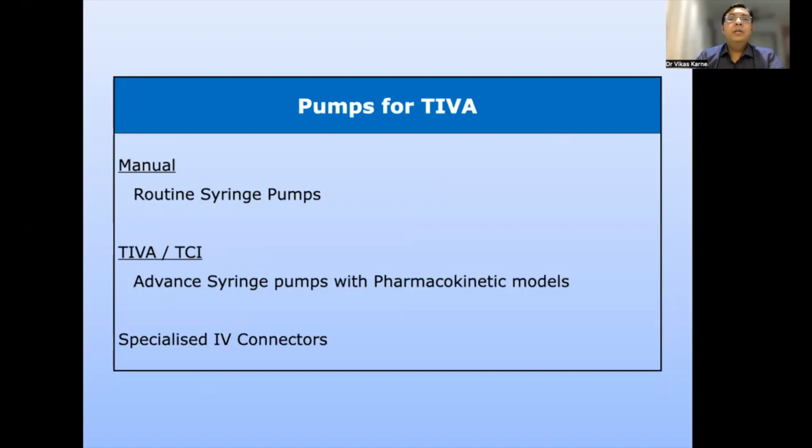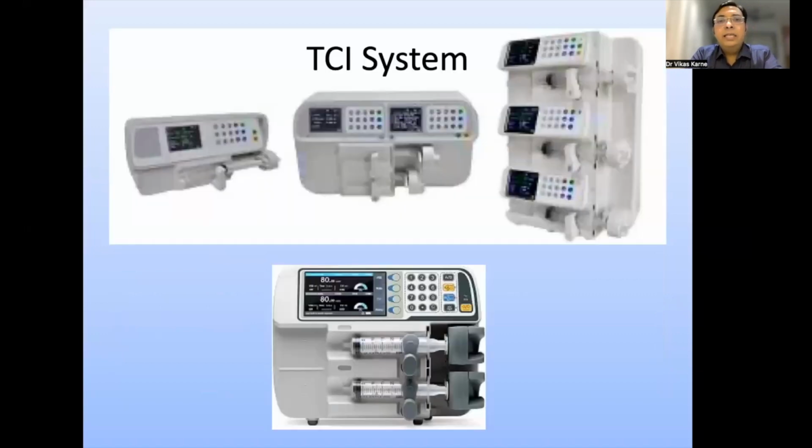Coming to the pumps, there are different pumps that can be used to administer TIVA. Manual pumps, where we use routine conventional infusion pumps, and TIVA TCI pumps, which are advanced syringe pumps with pharmacokinetic models. Whether we are using manual pumps or TIVA TCI pumps, we should preferably use specialized IV connectors. Coming to the TCI system, various pumps can be used, where we have a single syringe pump, or a pump with the possibility of attaching 2 or 3 pumps. There are different controls for these syringes.